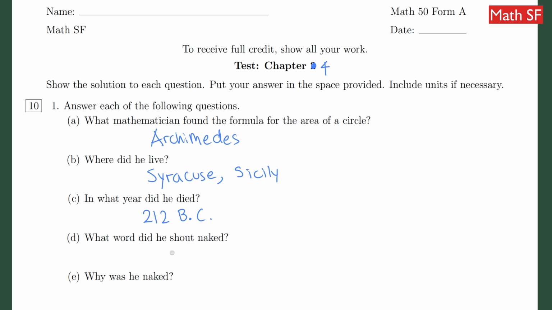What word did he shout naked? Eureka. Why was he naked? Well, he was naked because he was bathing. So this is a little bit of history that they're going to be asking you in this particular test.